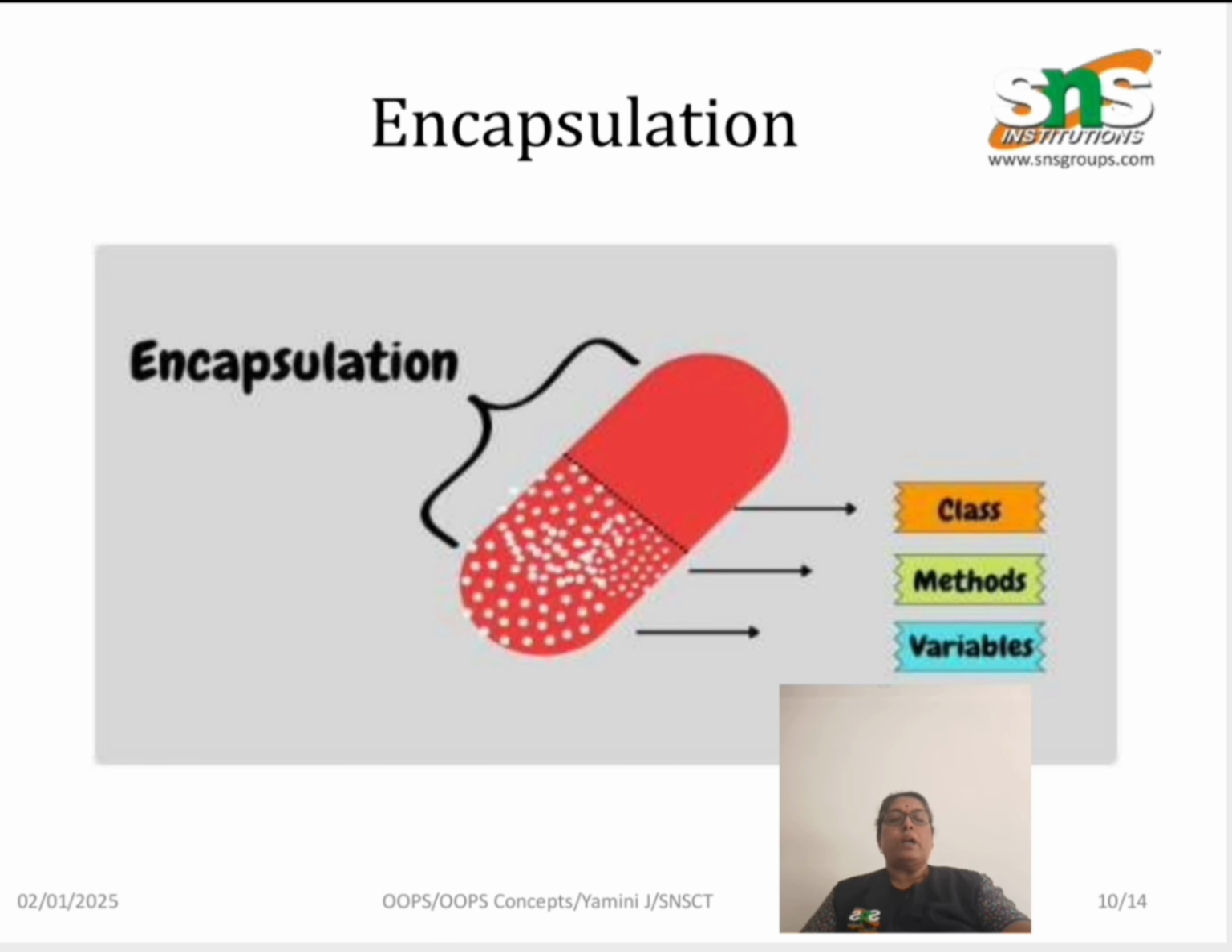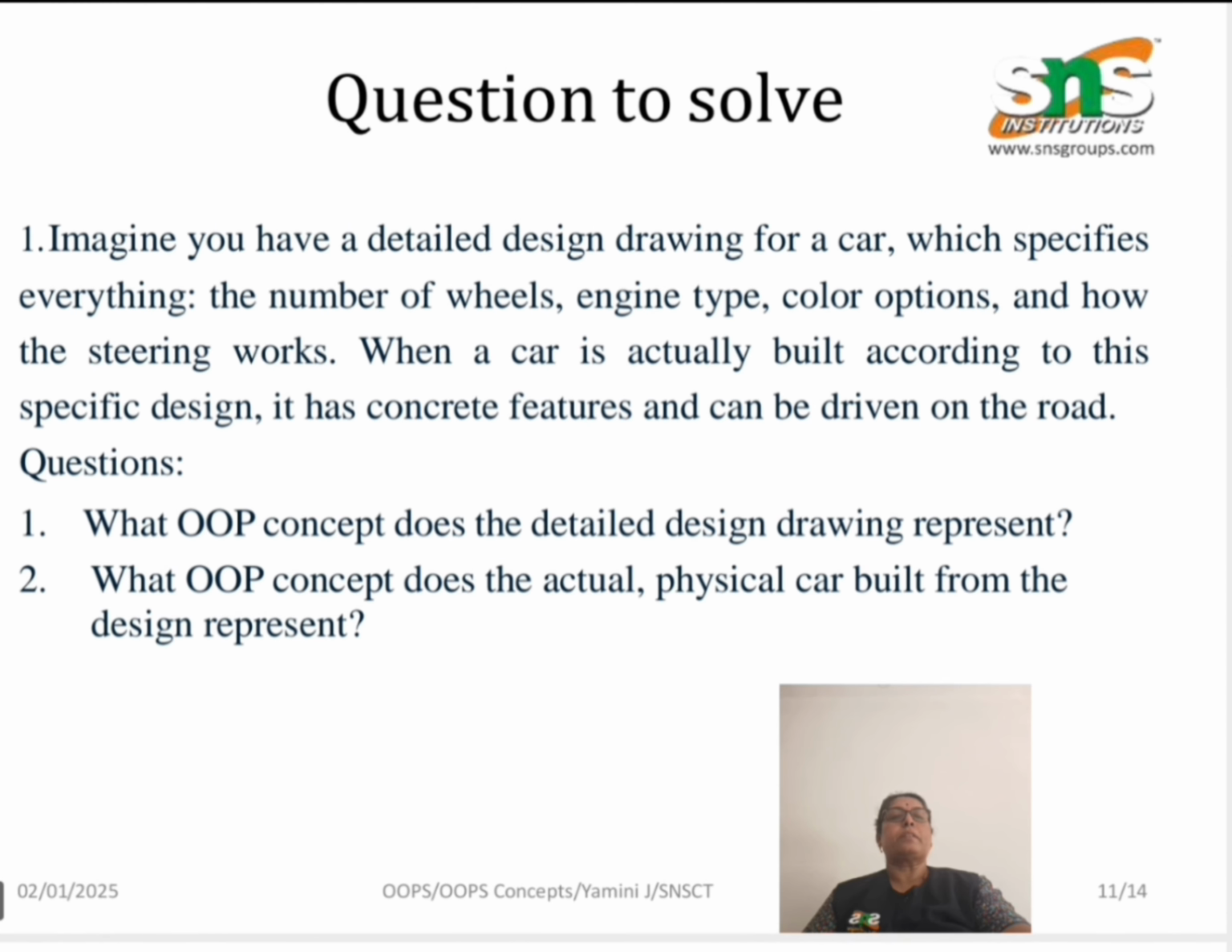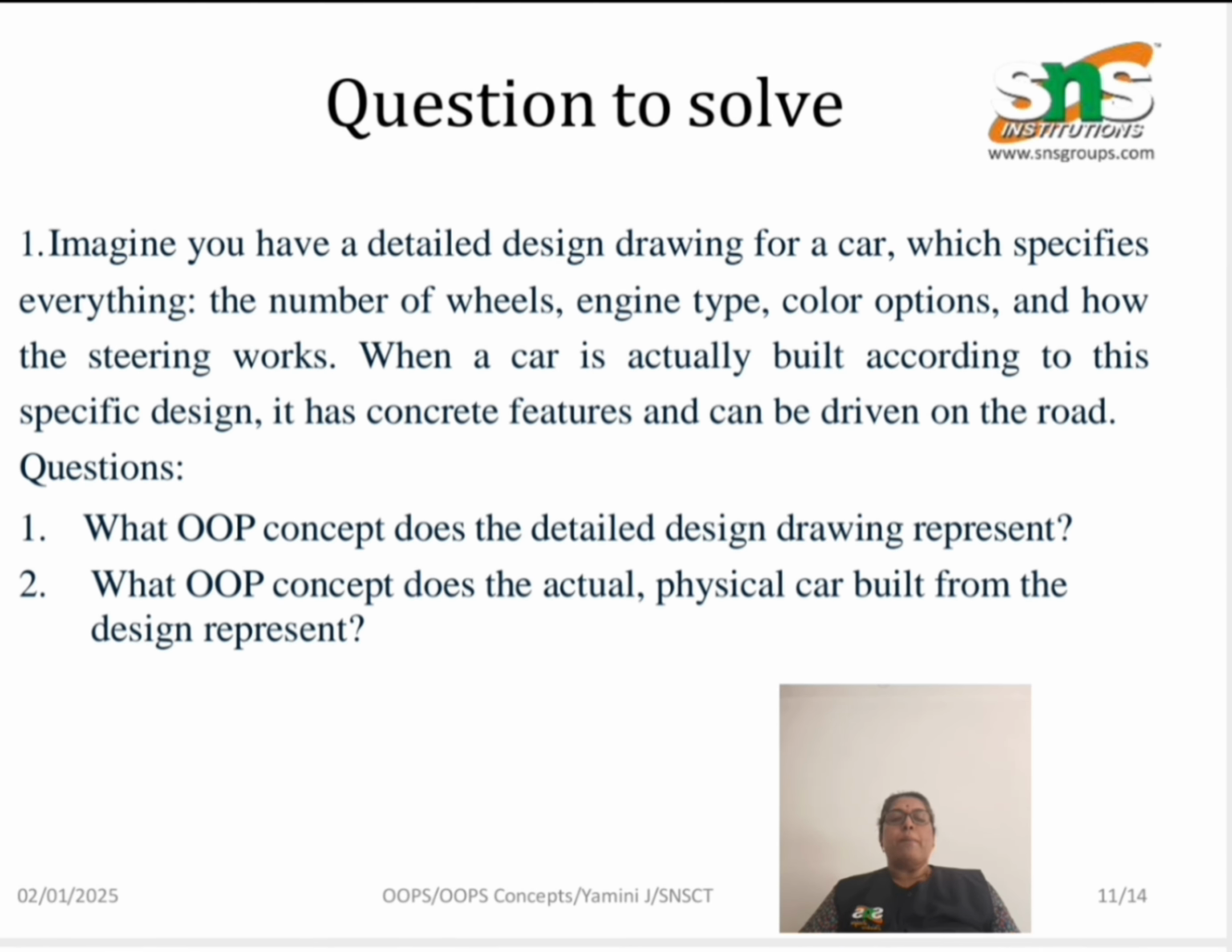Next one, how to solve a question. Let's think about this example. A car design drawing represents a detailed plan, while the actual car represents a real object. Here the design drawing represents a class and the actual car represents an object. It helps us understand the relationship between class and object.